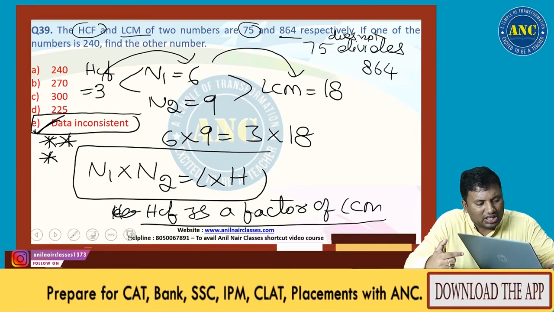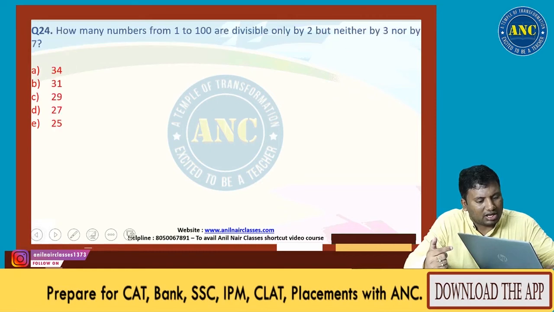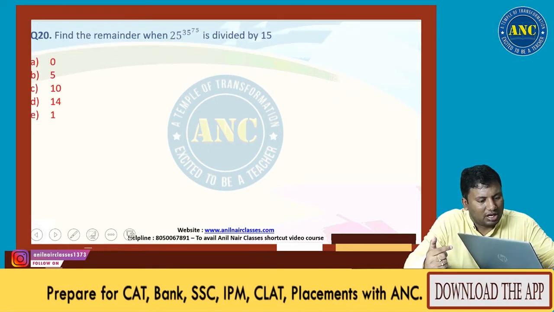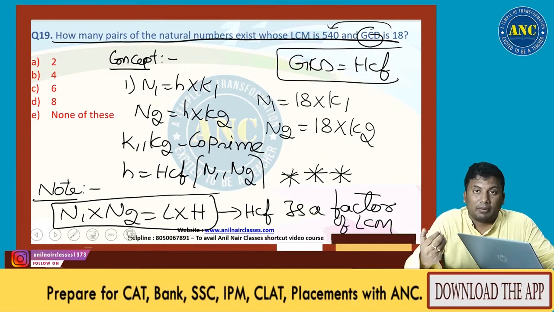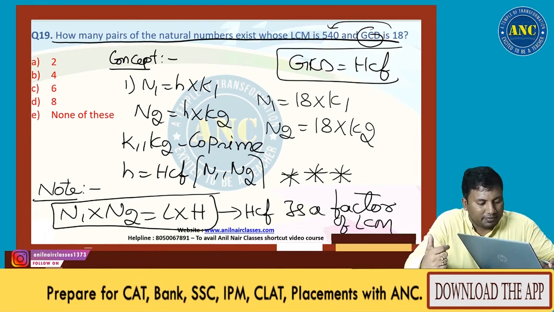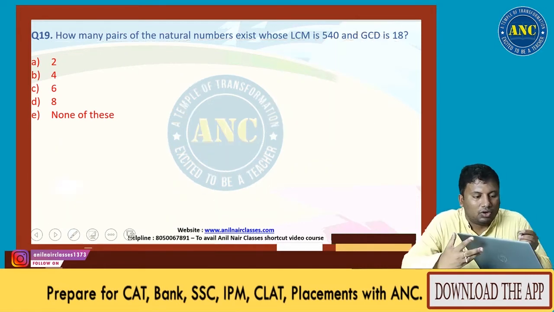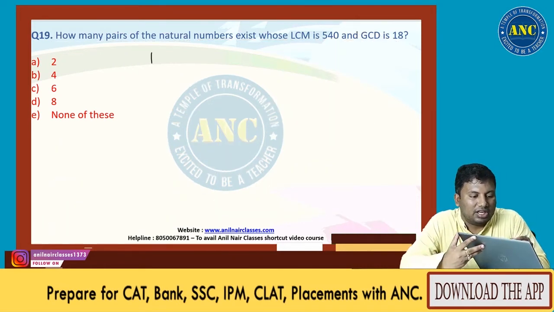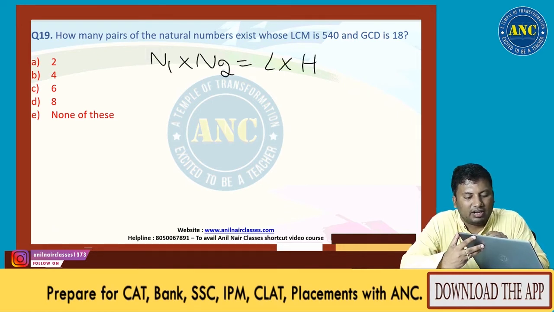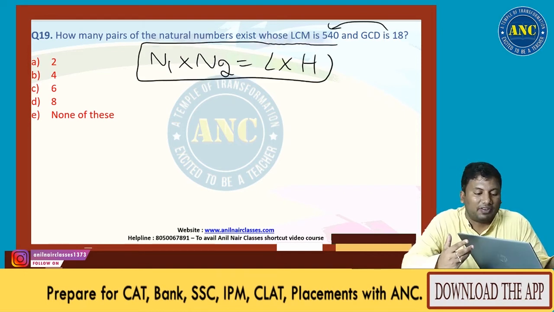You have understood why I shifted to question number 39. Because I used that concept, I wrote that concept in one of the questions where I am solving. Question number 19 and question number 39 are related to each other, so I jumped to question number 39. Is 18 a factor of 540? Yes. So the explanation for this question is N1 into N2 is nothing but LCM into HCF. I can use this concept because 18 is a factor of 540.